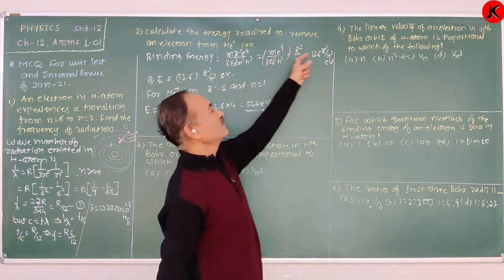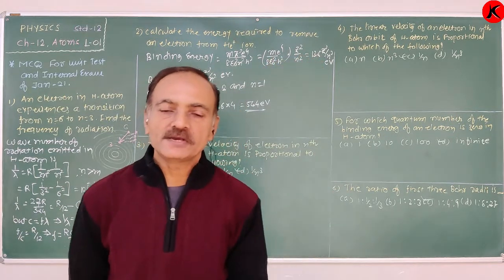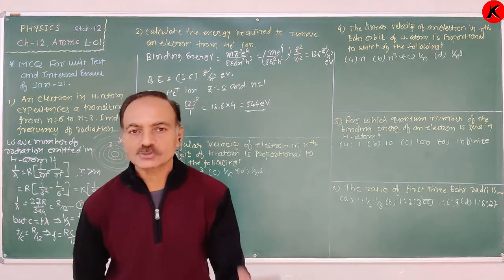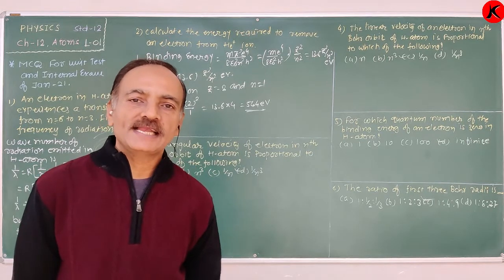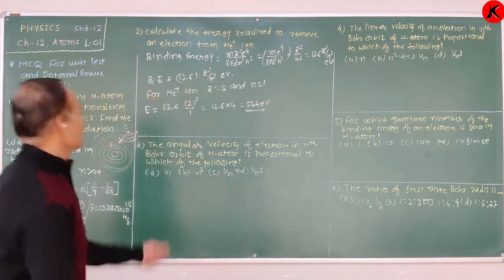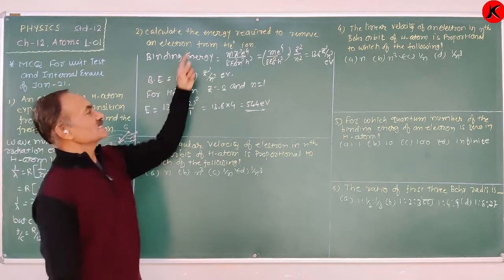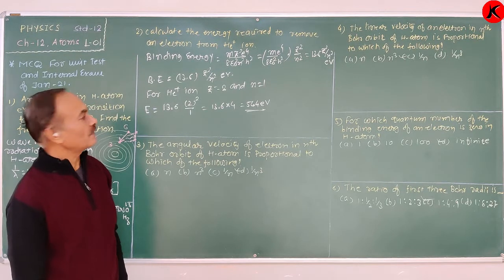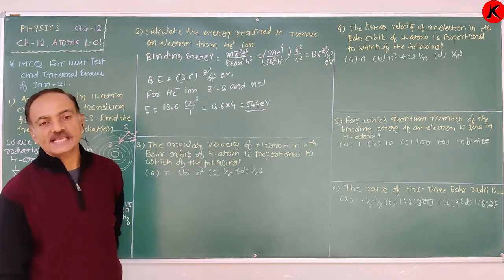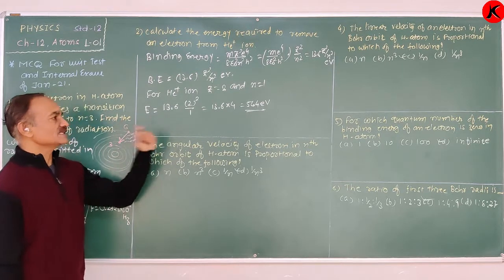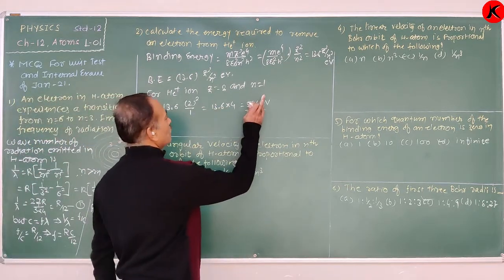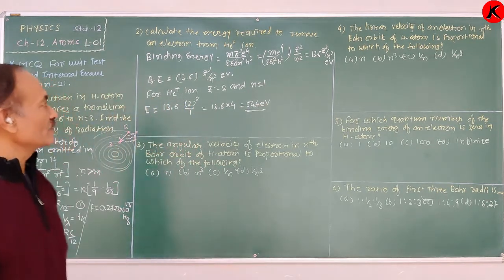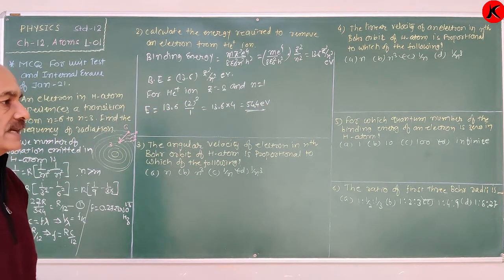That is the standard value. As we substitute and simplify, we obtain 13.6. Now the Z square upon n square depends on the atom and also the electron in a particular orbit. Therefore, binding energy is 13.6 into Z square upon n square electron volt. For He plus ion, Z is equal to 2 and n is equal to 1. Substitute in this, therefore we obtain 54.4 electron volt. This energy is required to remove the electron from He plus ion.